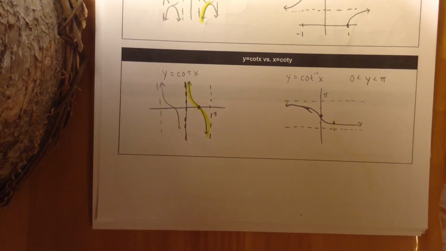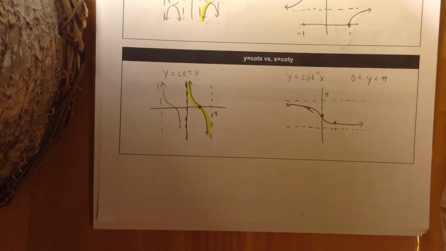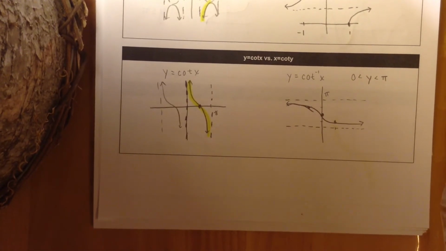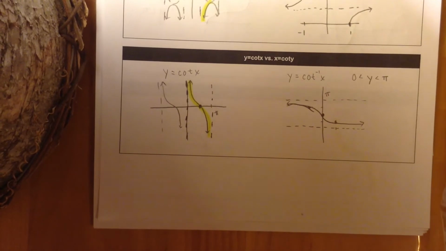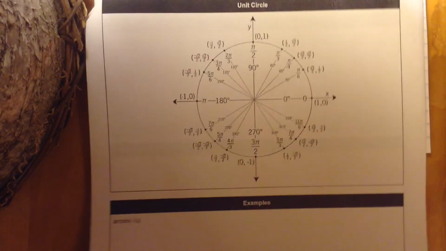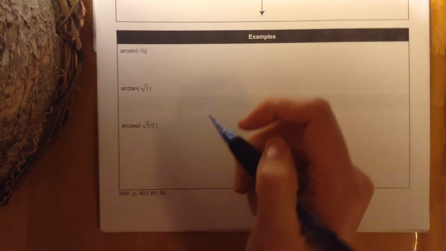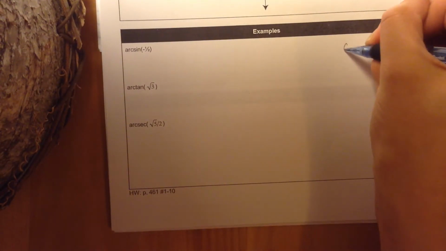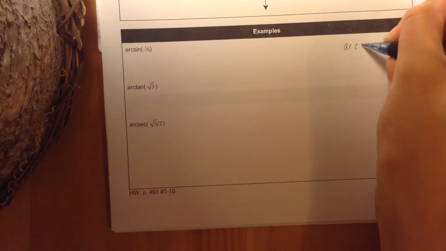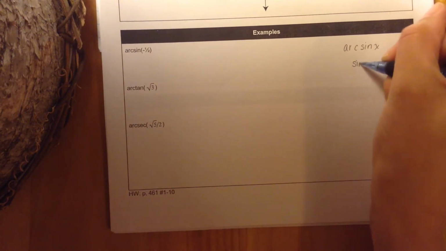All right, so we need to be able to understand which values we're going to use, and then also to be able to understand how we're going to use them for calculations. So let's take a look. Unit circle, really important, so I have it here for a reference. Now I want to talk about this word arc. Arc sine is just a fancy way of saying sine inverse.